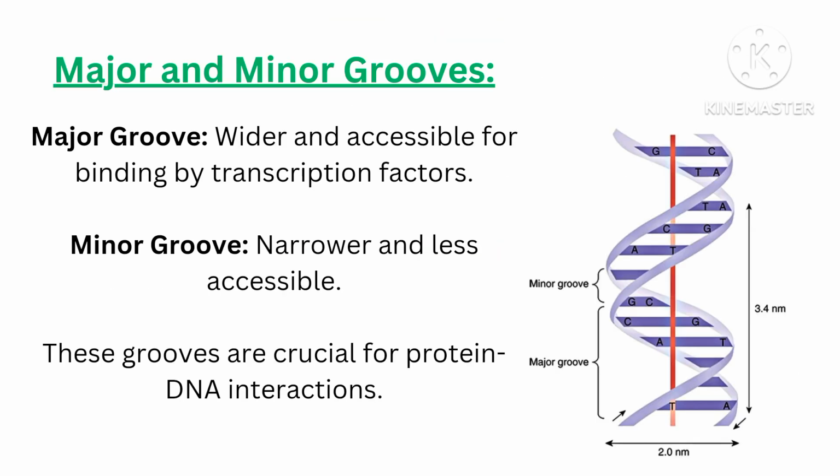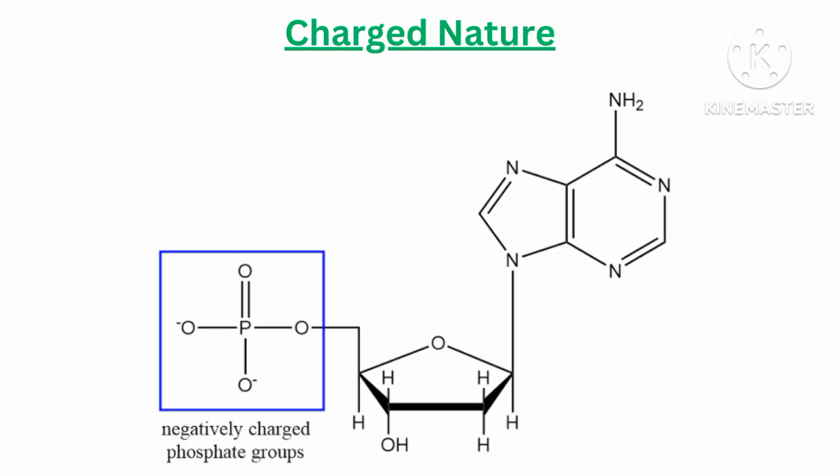Major and minor grooves. The double helix has a major groove, which is wider and accessible for binding by transcription factors, and a minor groove, which is narrower and less accessible. These grooves are crucial for protein-DNA interactions. Charged nature. The phosphate groups in the backbone give DNA a negative charge. This property allows DNA to interact with positively charged histones and facilitates separation in techniques like gel electrophoresis.